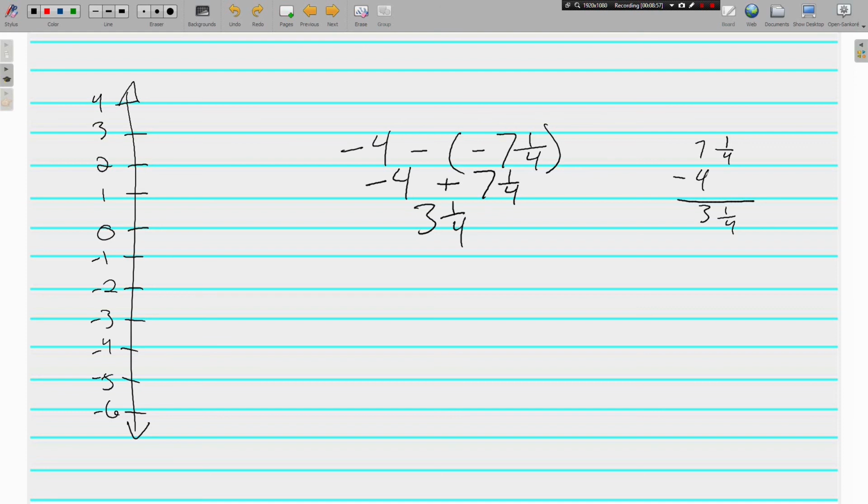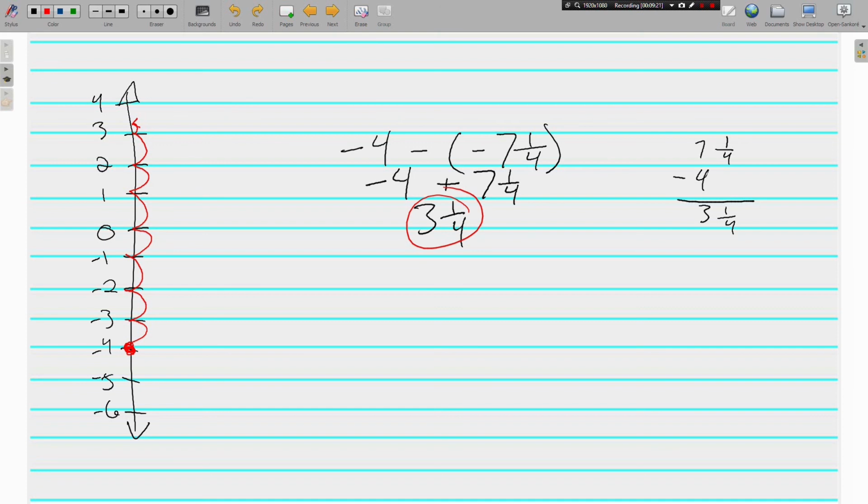And on the number line, start at negative 4. And we're adding 7 1/4. 1, 2, 3, 4, 5, 6, 7. And a fourth. We're not going halfway. Got to be closer to the 3 than we are to the 4 for our answer.